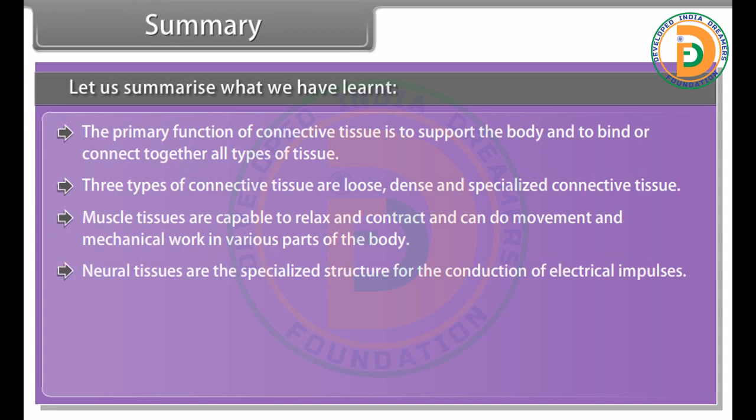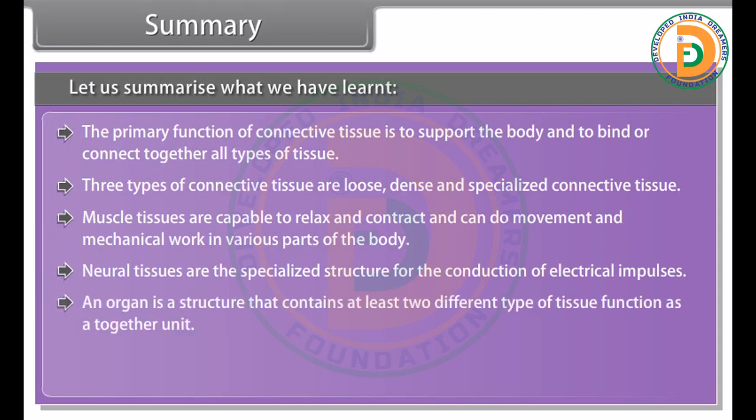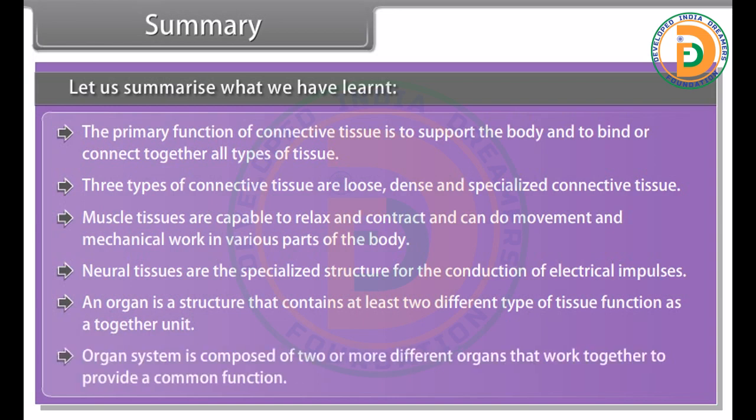Neural tissues are the specialized structure for the conduction of electrical impulses. An organ is a structure that contains at least two different types of tissue functioning together as a unit. An organ system is composed of two or more different organs that work together to provide a common function.